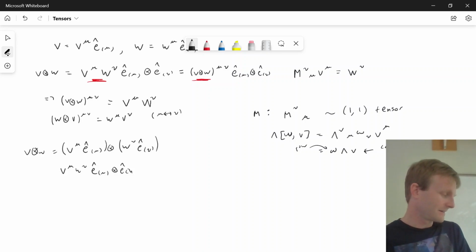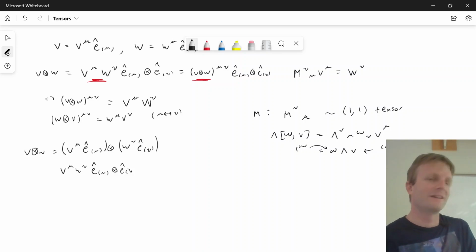Yeah, as long as they're compatible, as long as your tensor can really act on the type of object W tensor V that you want to put in. Obviously, then yes.